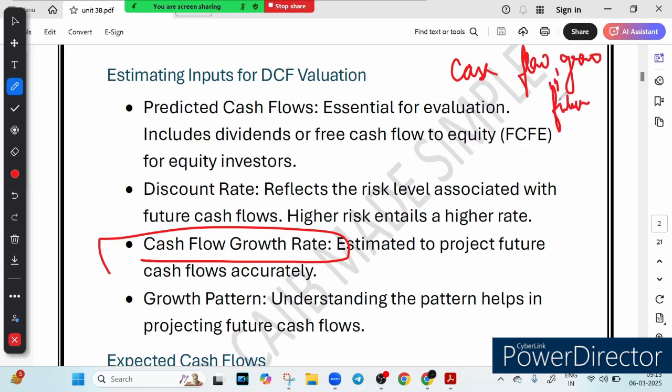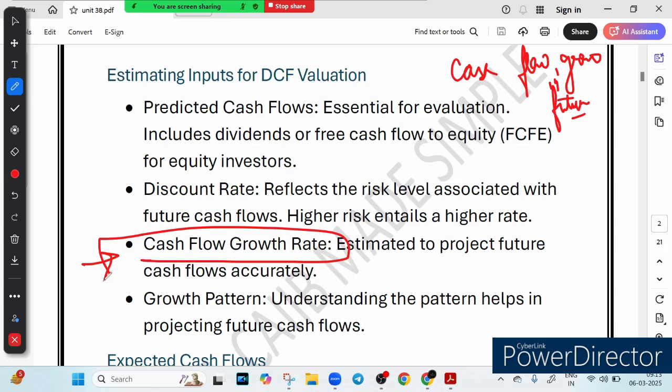How cash flow will grow in the future. A growing company like a new tech startup may have high growth, while a well-established bank may have steady growth. Getting this right is crucial for realistic valuation. If we talk about the cash flow growth rate, it simply means that we don't just look at today's number. We estimate how cash flow will grow in the future.